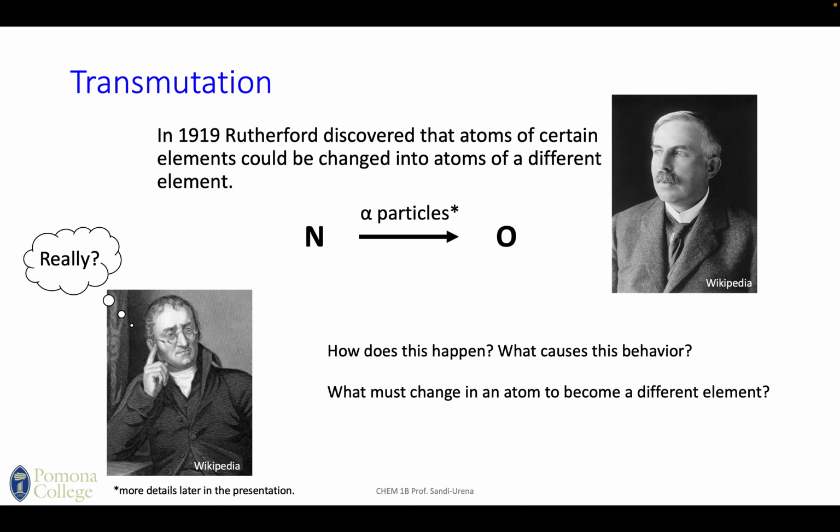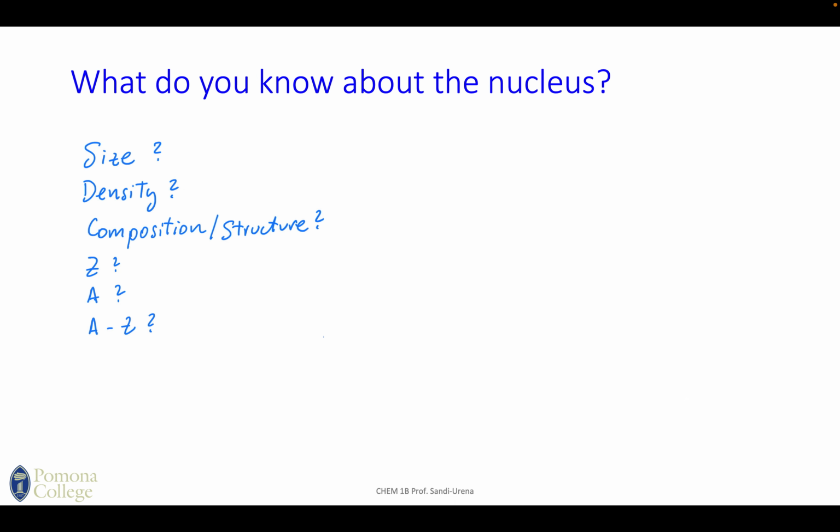So we have this big question again, how does this happen? What is causing this behavior? And one of the fundamental observations and fundamental reasons why they didn't think that transmutation was actually possible was because what had to change to take an atom of an element and convert that into a different element was the nucleus. And chemical reactions, we know, deal with changes in the electron cloud, in the electrons around the nucleus.